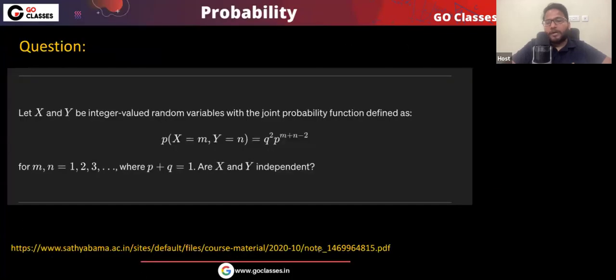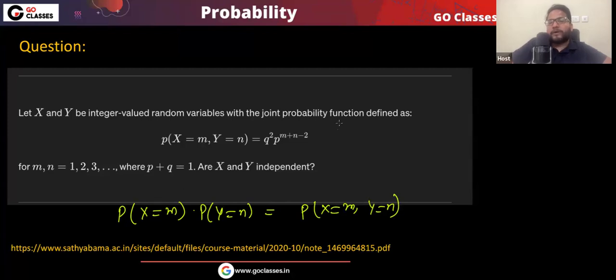Okay. Now let's solve this question. What they're saying: x and y are integer-valued random variables. The joint probability distribution is defined like this. Are x and y independent? What do you think? How to solve this? We need to check. So here P and Q are some numbers whose summation comes out to be 1. We need to check for every possible value of x and every possible value of y that this should hold, right? Which means the probability of x equal to m into the probability of y equal to n should be equal to the probability of x equal to m, comma, y equal to n.